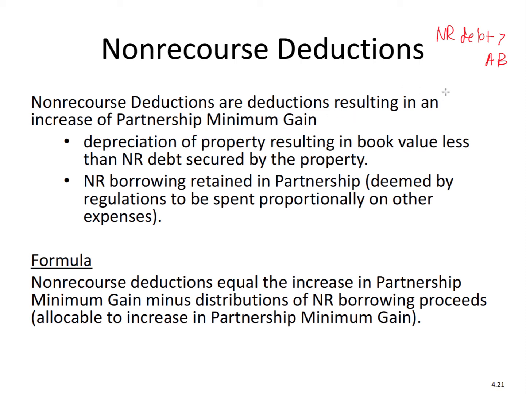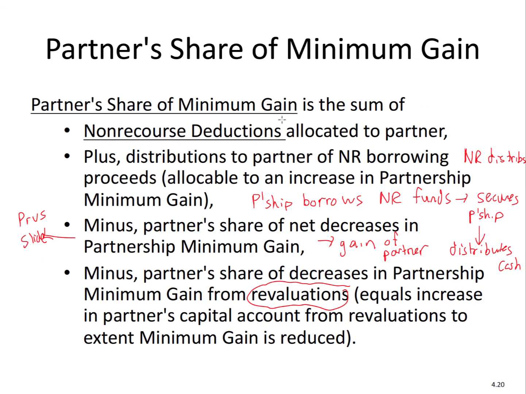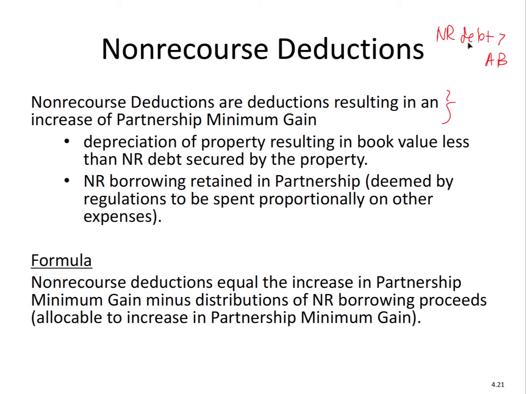This is the long way to understand this. Because if you look at this, partnership minimum gain can come from not just non-recourse deductions, but also distributions. So you got to actually use this analysis, but usually, when you have cost recovery deductions, this is usually when you see it. But this is the real one. So non-recourse deductions are deductions resulting in an increase of partnership minimum gain that come from depreciation of property, resulting in book value less than NR debt, which is what we have here, and non-recourse borrowing in the partnership.